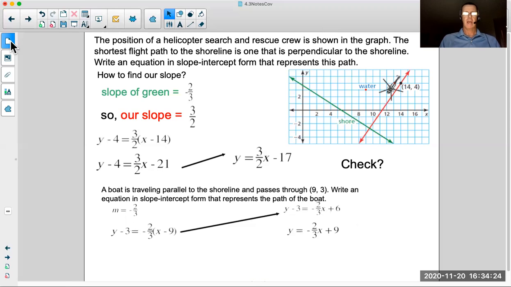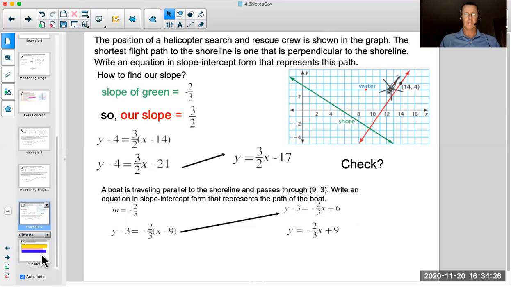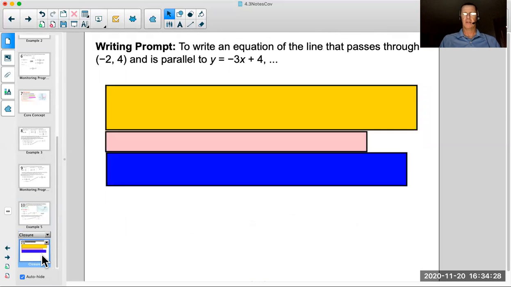Okay, and I believe that is the end. No, it's not. We have one more page. Excellent, love it. Writing prompt. To write an equation of a line that passes through -2, 4 and is parallel to y equals -3x plus 4, finish it off. What would you write if you were explaining to someone how to do that?